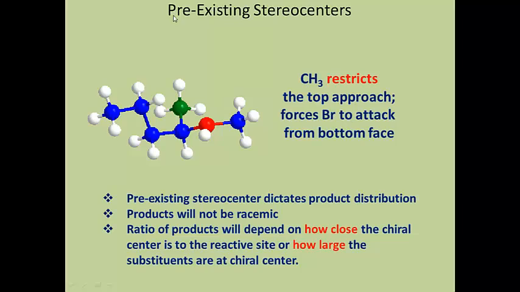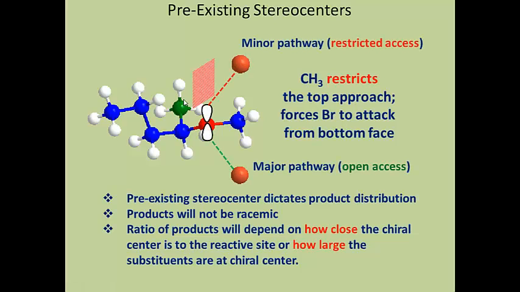Now let's look at this in terms of what happens. The pre-existing stereocenter, the methyl group that was there, that restricts approach, right? And so here I have a little screen. When bromine is trying to come in from this direction, let's watch what happens. Bromine basically gets kicked back out because the methyl group here is blocking the approach.